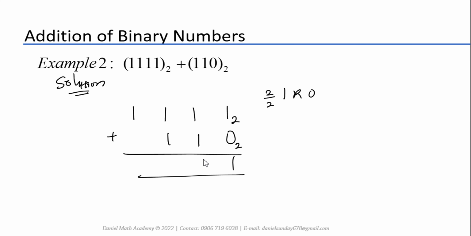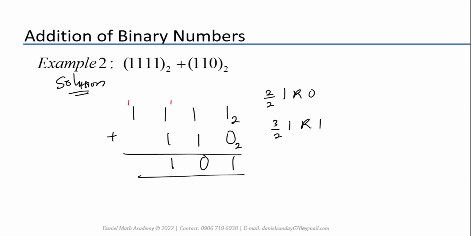We write down the remainder, which is 0, and we carry this 1 over here. Then 1 plus 1 is 2, and 2 plus 1 is 3. It's more than the base, so we divide again. 3 over 2 gives us 1 remainder 1. So we write the remainder 1 here, and then we carry the other one over here.